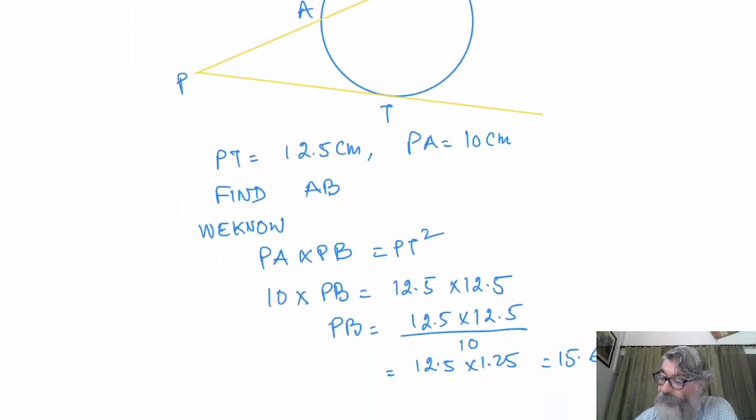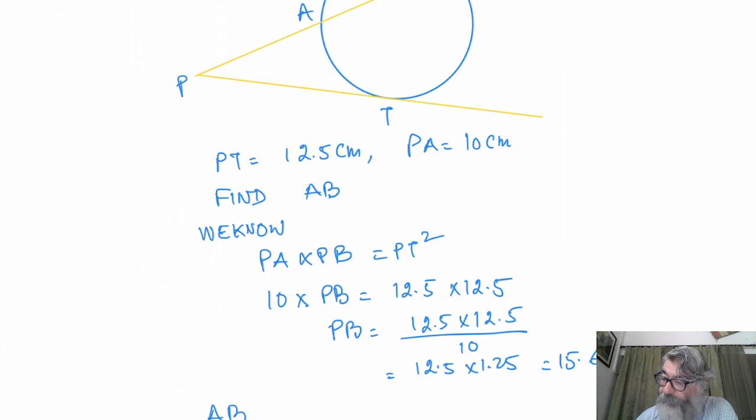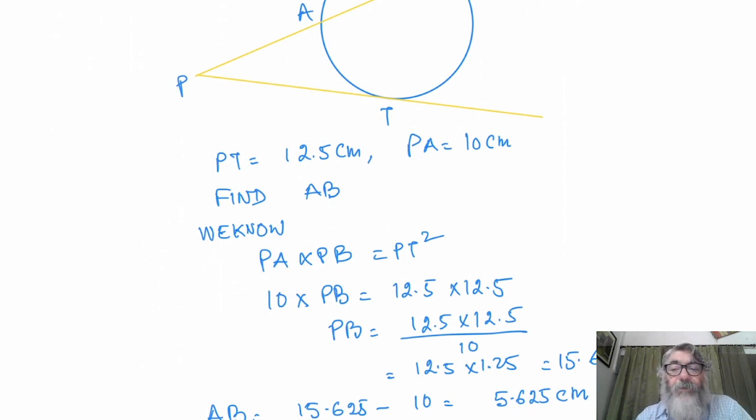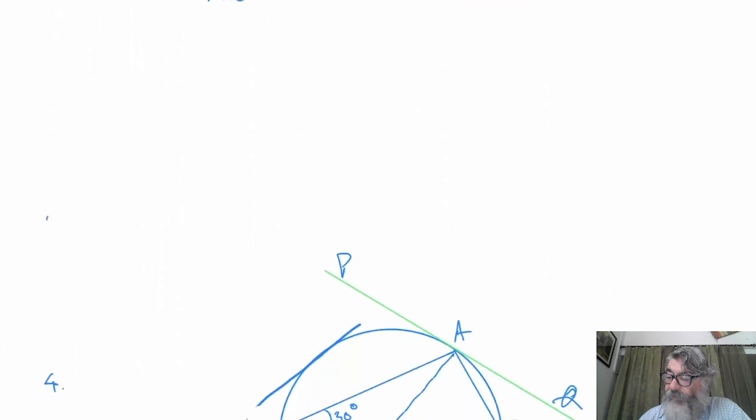So AB will be how much? AB is from the total length PB, that is 15.625. You subtract PA. What is PA? 10. So it will come out to be 5.625 centimeter. So it is a direct application of the theorem. Now let's see the next sum.